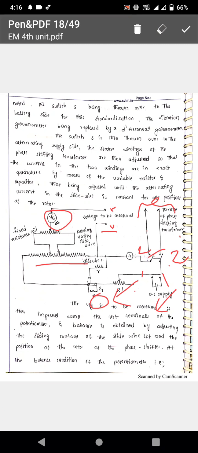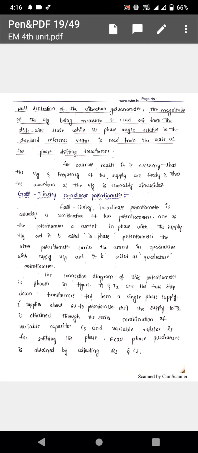Now we can see another potentiometer, the coordinate type potentiometer, the Gall-Tinsley coordinate type potentiometer. The Gall-Tinsley coordinate type potentiometer is actually a combination of two potentiometers. One measures the in phase component, and the other the out of phase component, that is the quadrature component. Two voltages will be measured.